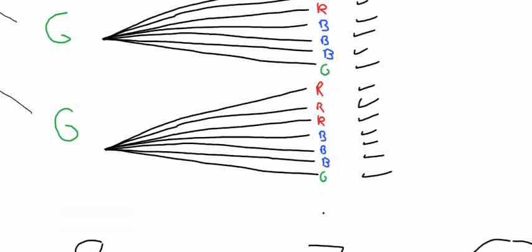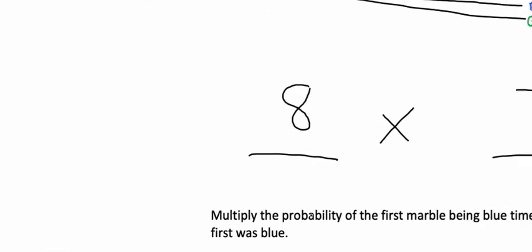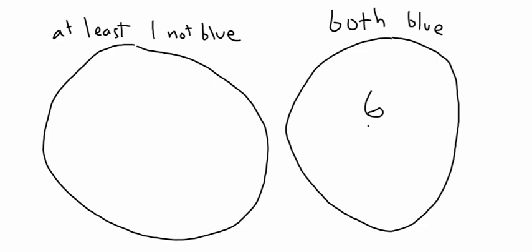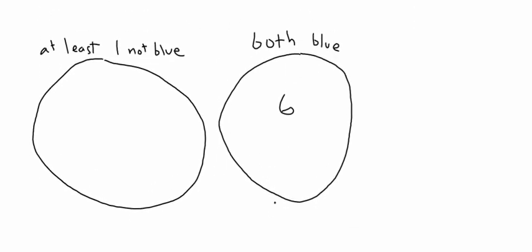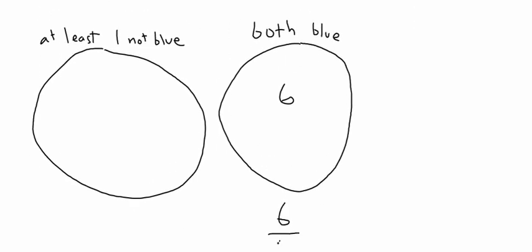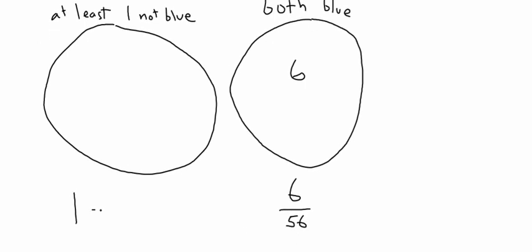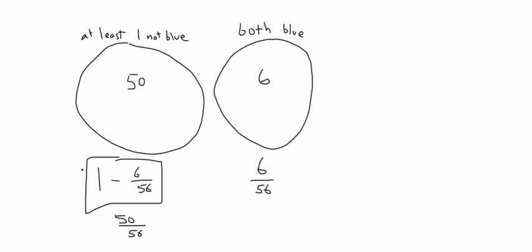Yeah, 50. That's right. The way you solve it is you say, okay, if the chance of getting both blue is 6 out of 56, then the chance of at least one not being blue is 1 minus that. It is 50 out of 56. Yep.